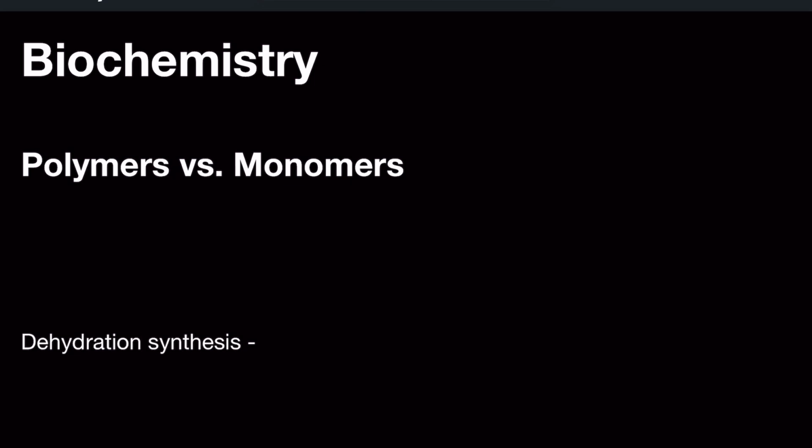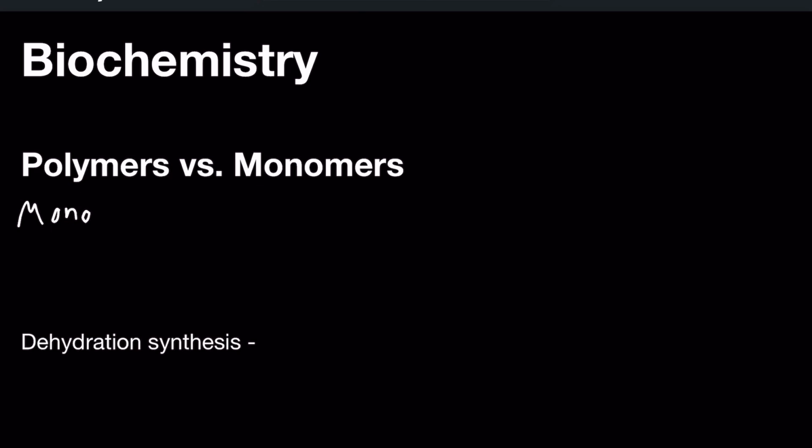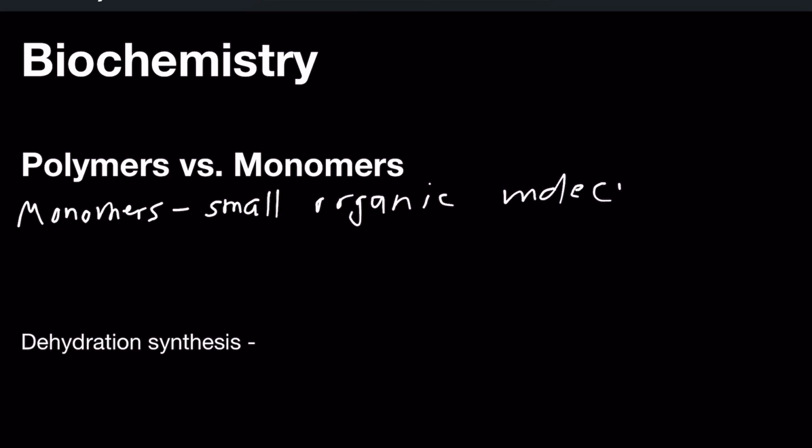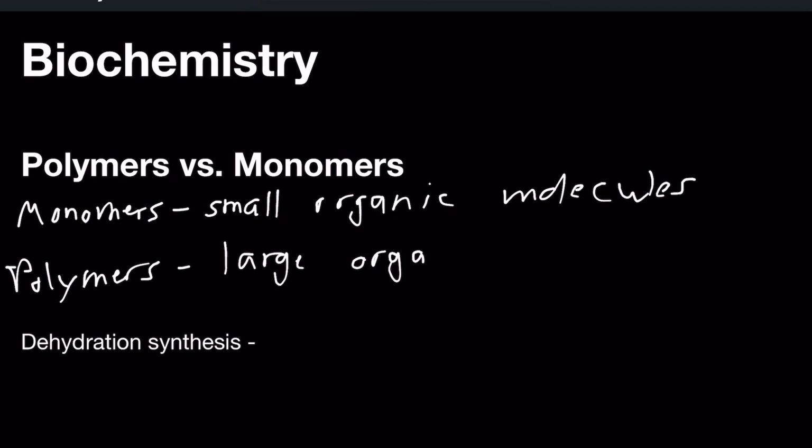So the first thing in this unit is the difference between polymers and monomers. Firstly, monomers are small organic molecules, and these are the building blocks of polymers. So the monomers are going to be your smaller units, and then your polymers, so I'll write here in a second. Polymers are large organic molecules that are made up of a chain of monomers. These can be arranged in various ways, but just think multiple monomers together form one polymer.